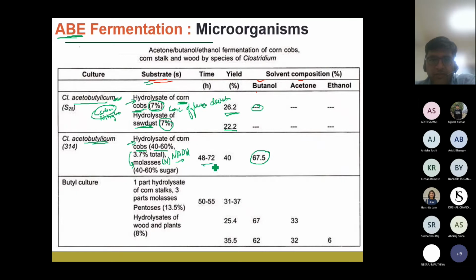So the fermentation time is generally 48 to 72 hours, and it is a yield of 40%. So what is the yield and what is this solvent composition, or what is the difference? That is very important to understand.